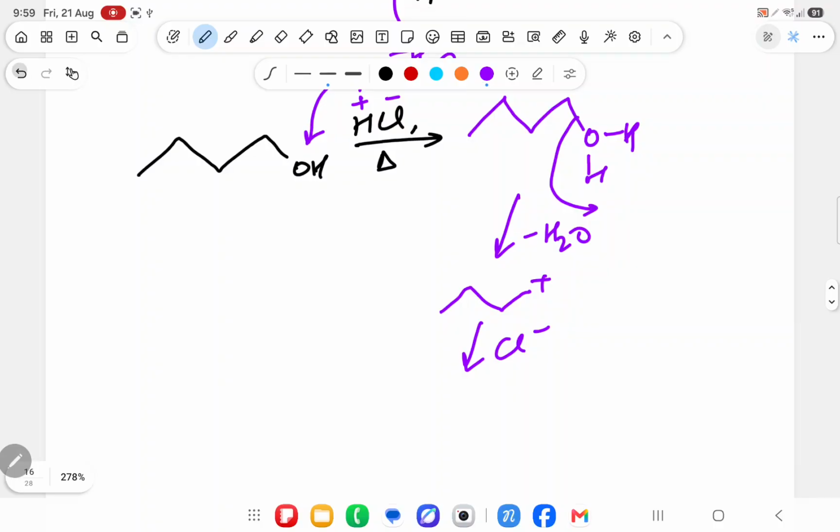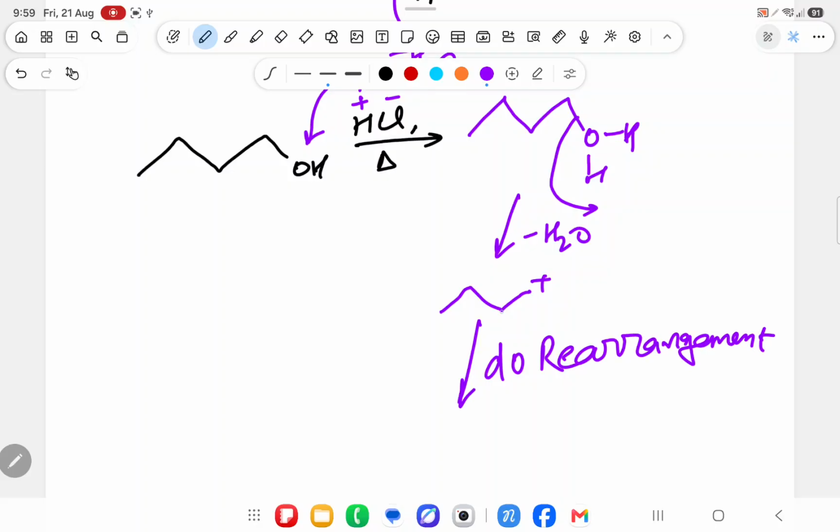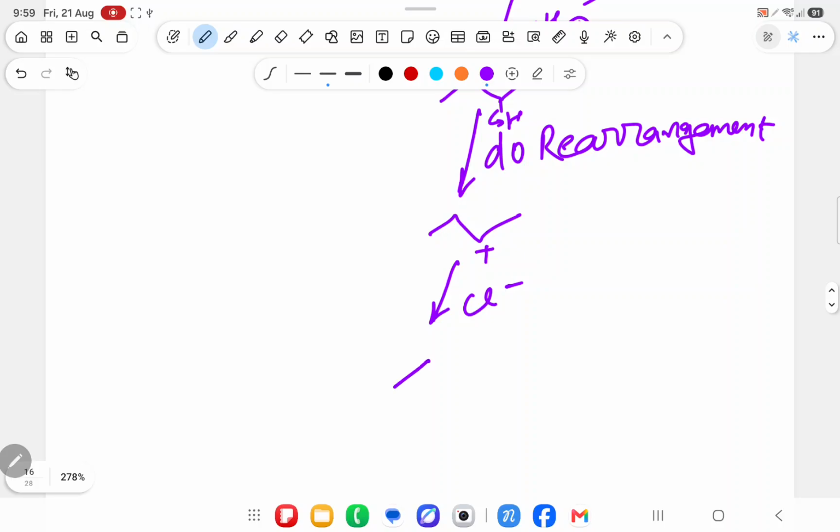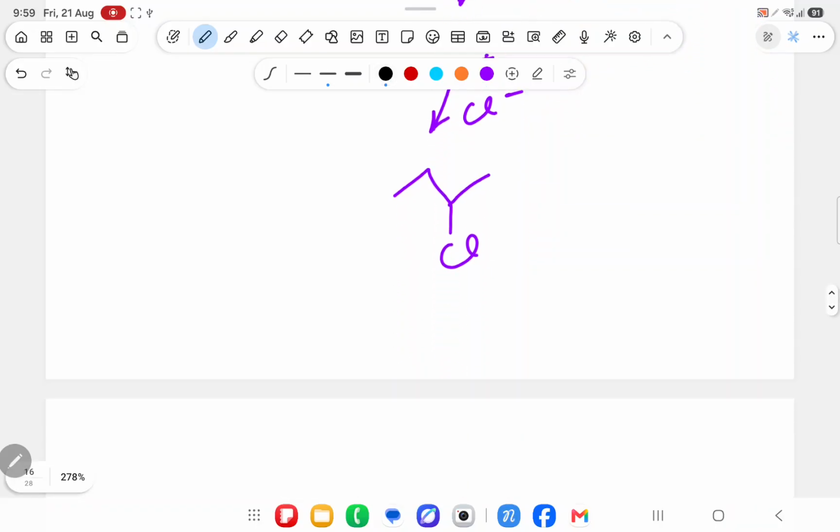First a carbocation is formed, so do rearrangement. Rearrangement means a hydrogen from here goes over, and the plus comes here, as already discussed in hydrocarbons. Then Cl minus will attack, and the product comes with Cl over here. Understanding what I am trying to say? Yes sir, so from here I will write some important points.